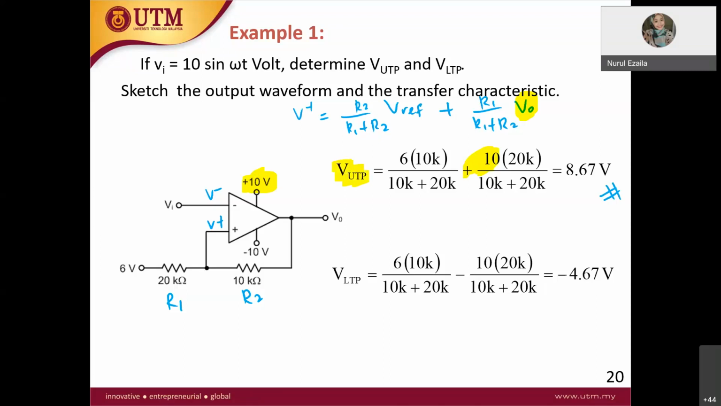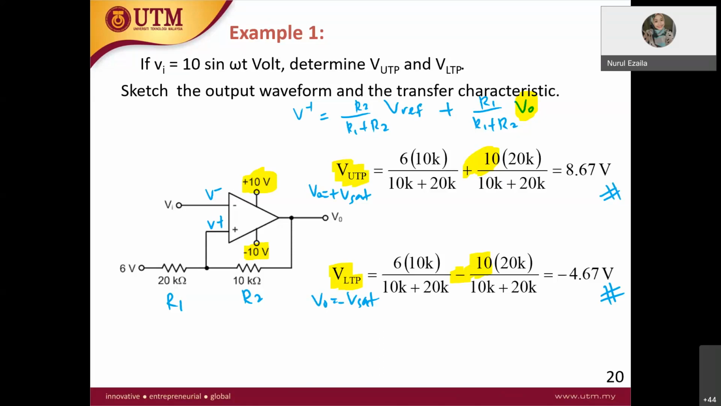So may I write down something? For the VUTP, V out is equal to V plus saturation. For the VLTP, V out is equal to the negative V saturation. So this is VLTP, where you replace with negative 10 volt, so you will get negative 4.67 volt. So this is the output for the VUTP and VLTP.